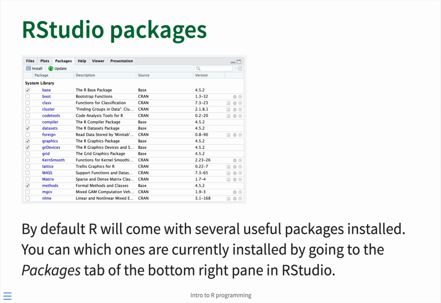So RStudio has a helpful tool showing you the packages that are installed with your installation of R. You can find this in the bottom right pane of RStudio. There's a tab called Packages, and yours might look something like this screenshot. It will also show you little check marks next to each package, which indicates whether that package is currently loaded within R. So all of these packages are installed. The ones with check marks have actually been loaded.